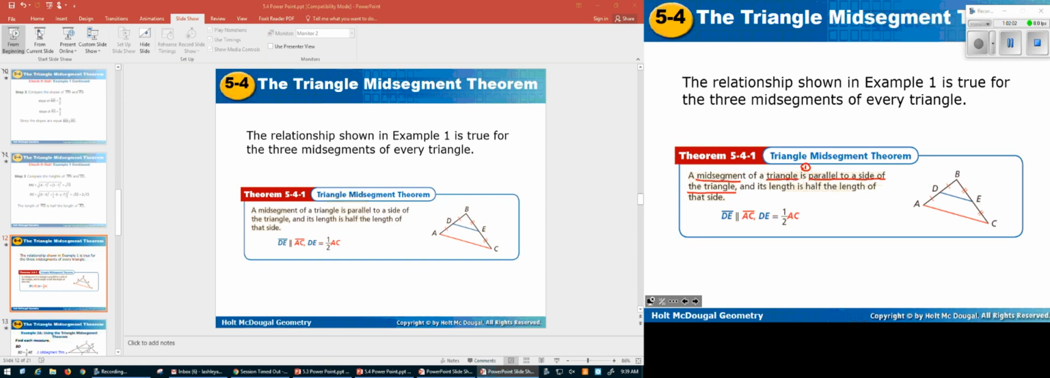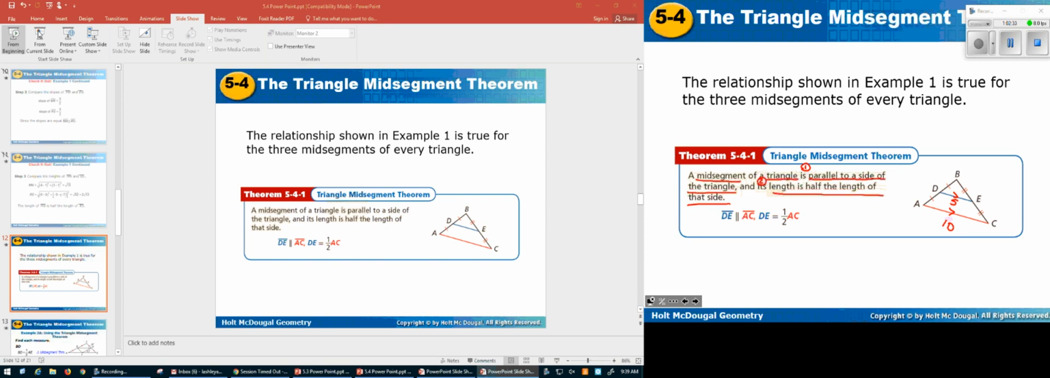So first of all, every mid-segment is going to be parallel to the side it's not connecting. If you look at the picture here, DE is the mid-segment, so it's parallel to which side? AC. And the second thing that's going to be true for every mid-segment is that its length will be half the length of the side that it's parallel to. So in other words, if AC is 10, what is DE? 5.